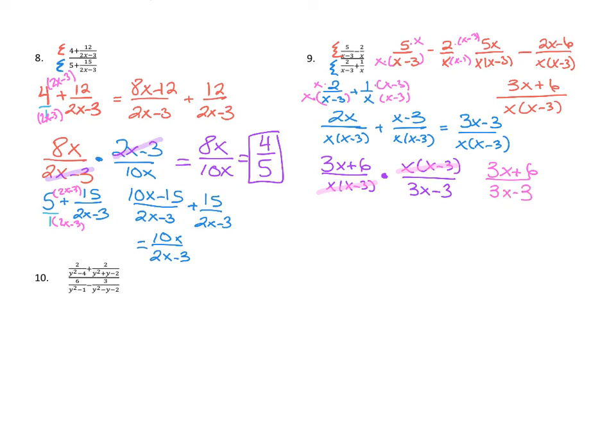Well, those can both be factored. So if I factor the numerator, I'll get 3 times x plus 2. And if I factor the denominator, I'll get 3 times x minus 1. Well, then my 3's actually divide. So my final answer is going to be x plus 2 over x minus 1.